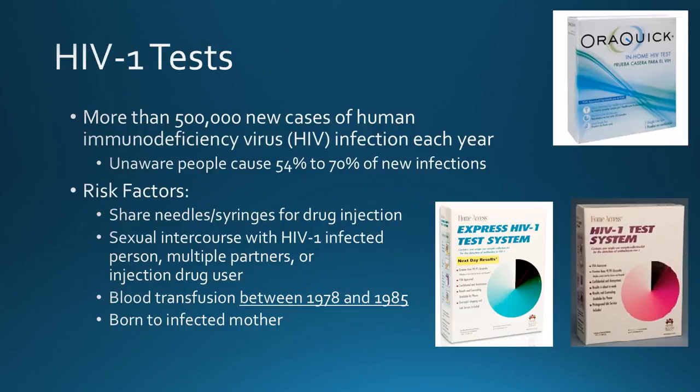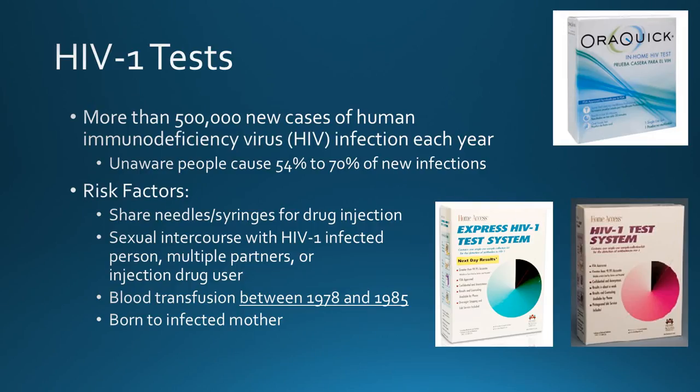HIV tests are very similar to your hepatitis C tests. There are more than 500,000 new cases of HIV each year, so that shows why these have kind of exploded on the market and why there are a lot of people producing them. There are a lot of cases each year, and 21% of people with HIV are estimated to be undiagnosed, thus resulting in unaware people causing 54 to 70% of the new infections that we see each year.